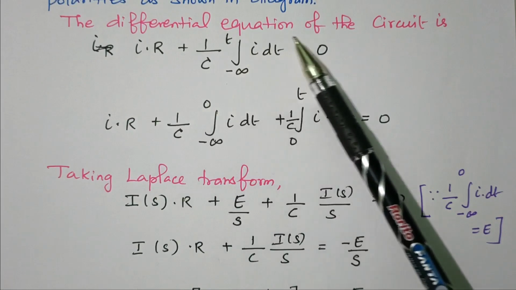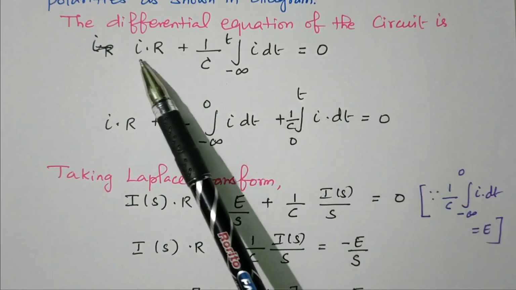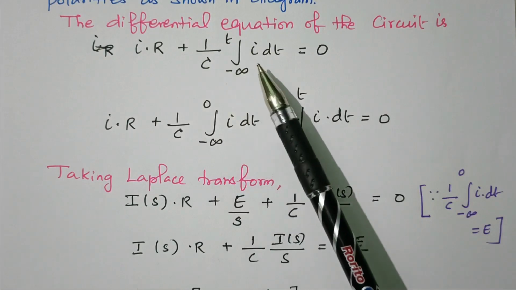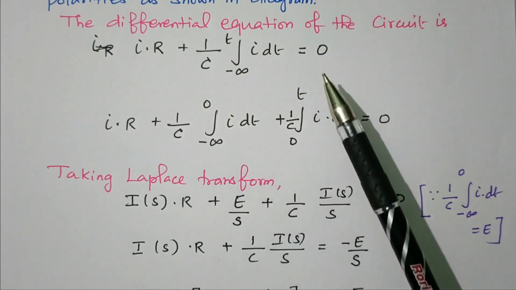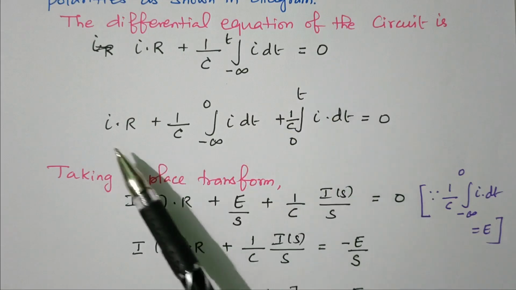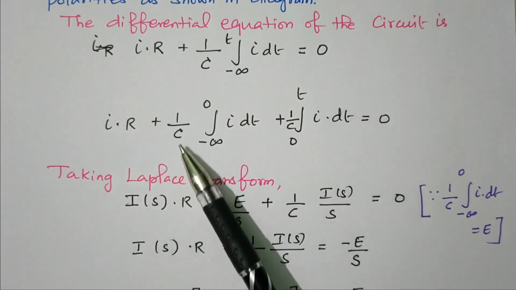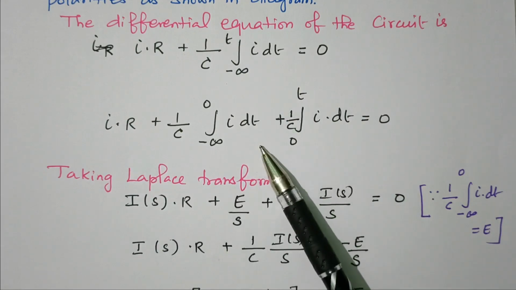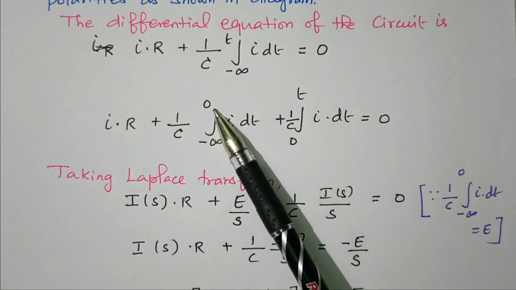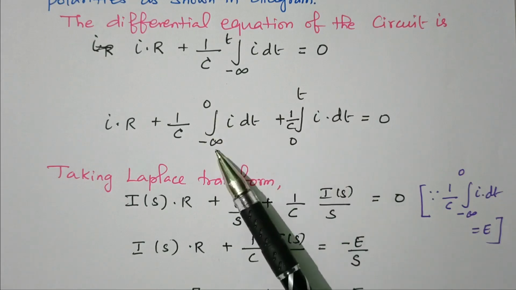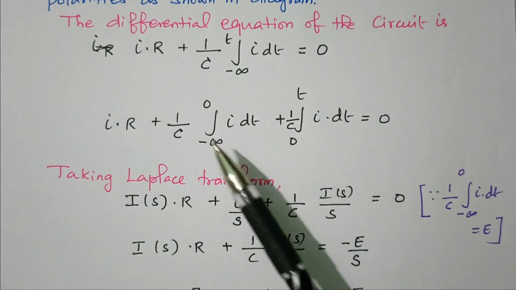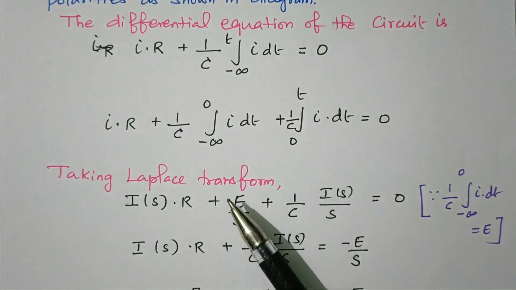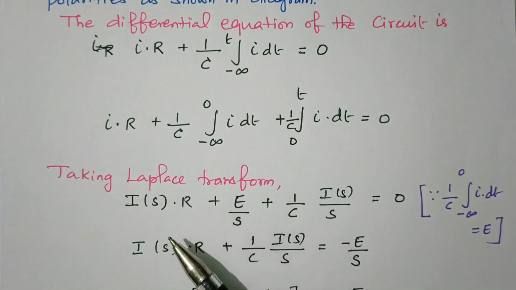The differential equation of this circuit is i into R, resistive drop, plus 1 by C integral from minus infinity to t of i dt, that is equal to 0. Here no voltage is available. So i into R plus 1 by C integral, where minus infinity to t is split into two time periods: minus infinity to 0 and 0 to t. Minus infinity to 0 means initial condition. 0 to t means after closing the switch. Right. Now we'll take the Laplace transform on both sides.